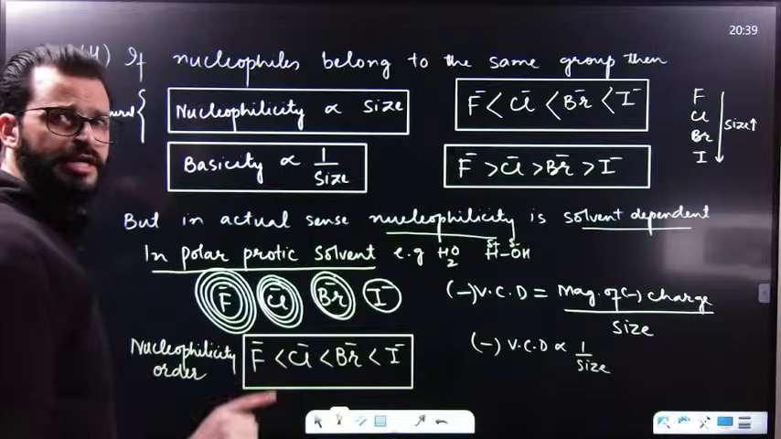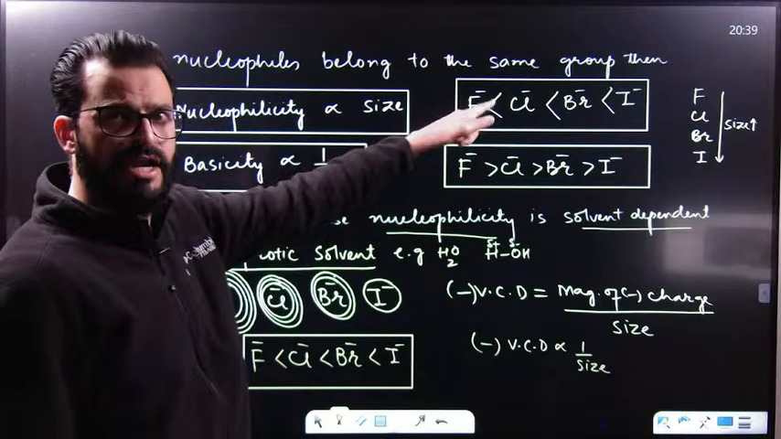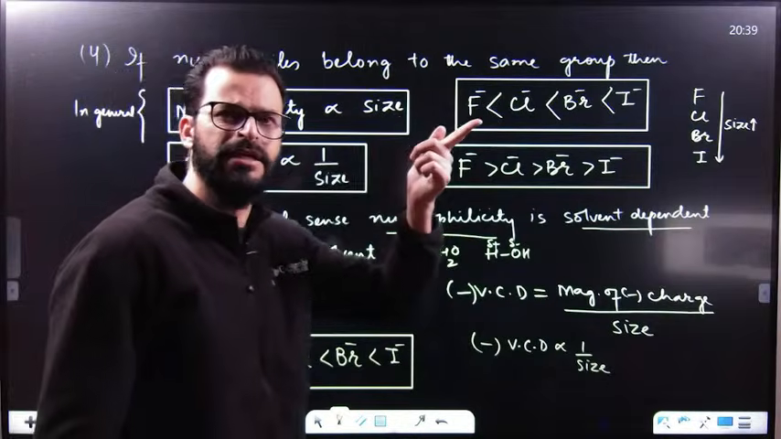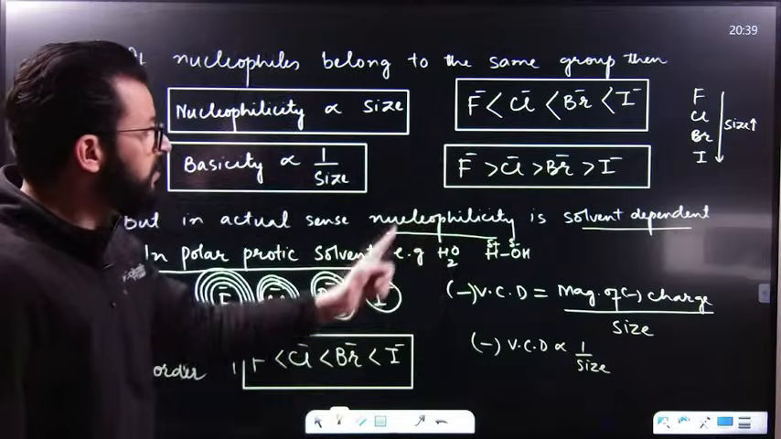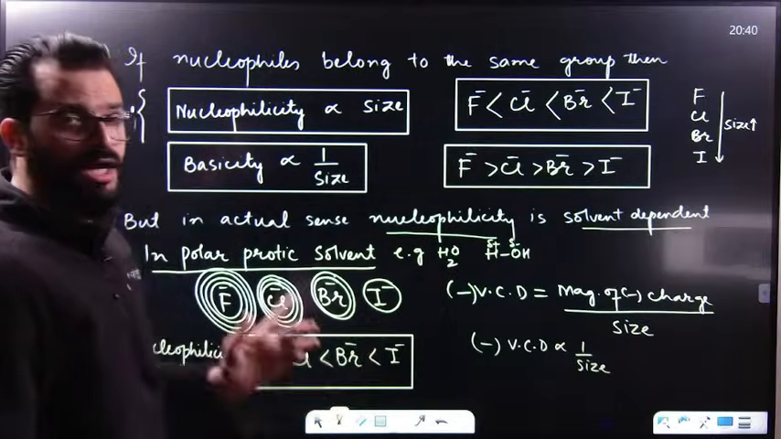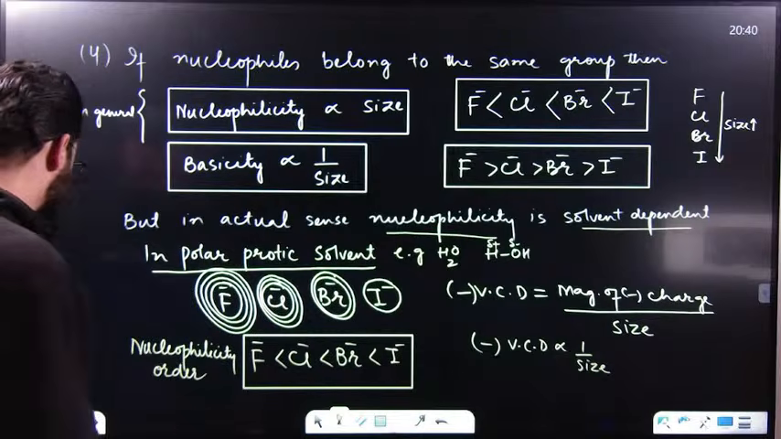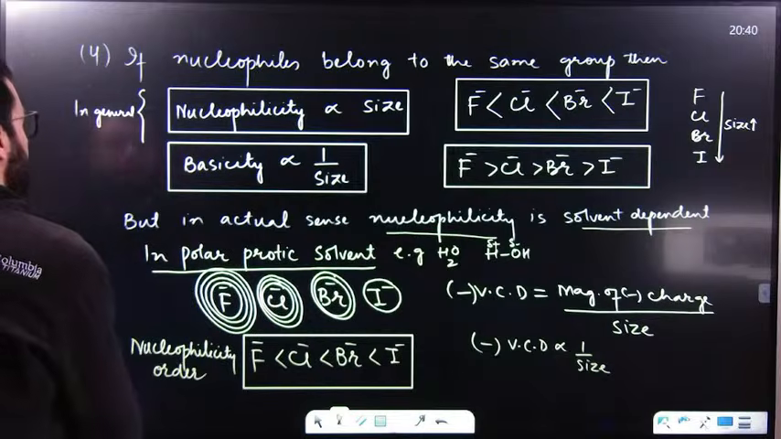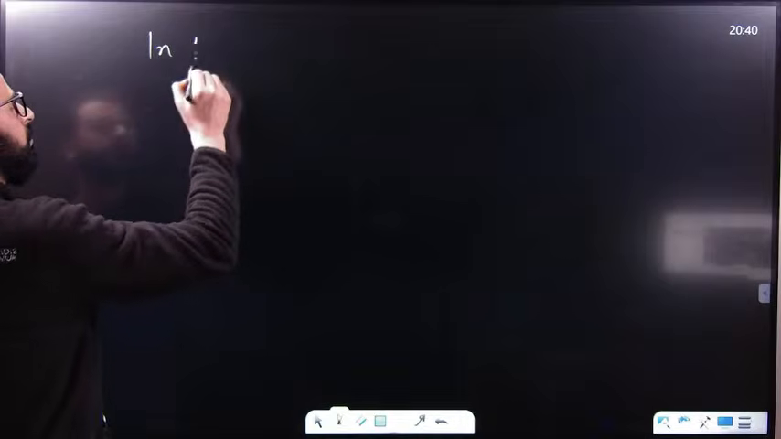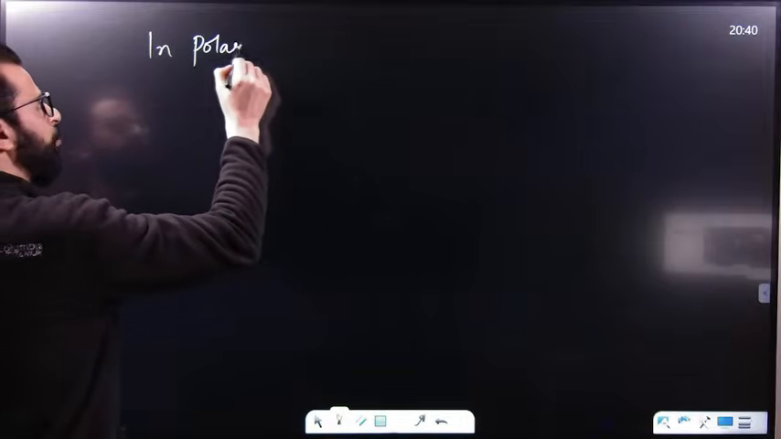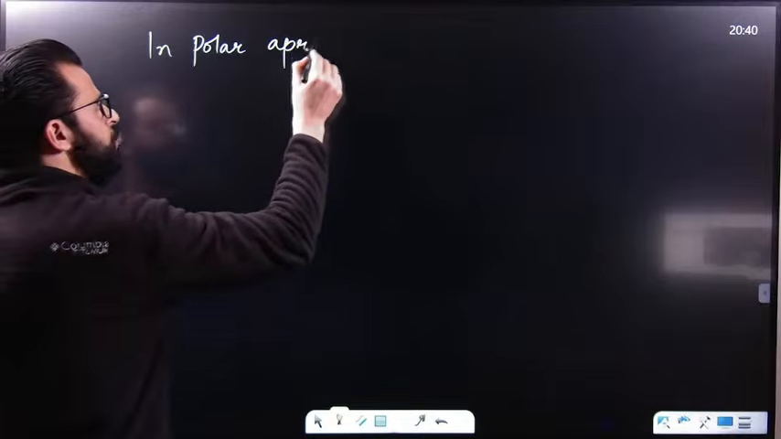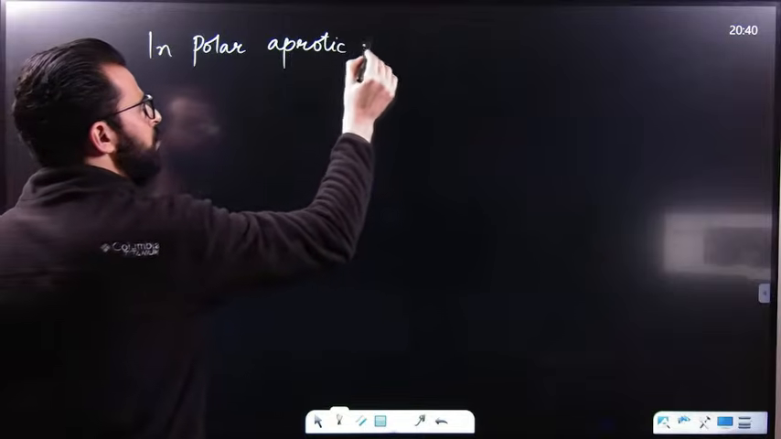When the solvent is not given, the general trend is this. And if the solvent is not given, we basically take water as the solvent. That's why these two orders are one and the same. I hope this is clear. Now, after that, if I take a solvent like a polar aprotic solvent, if we take solvents like polar aprotic solvents.